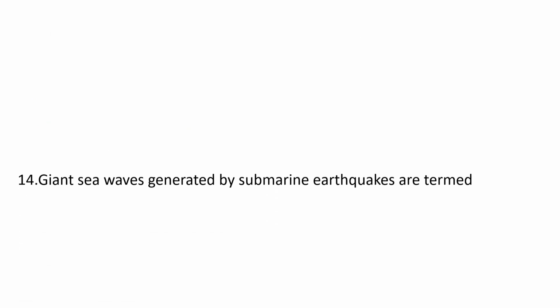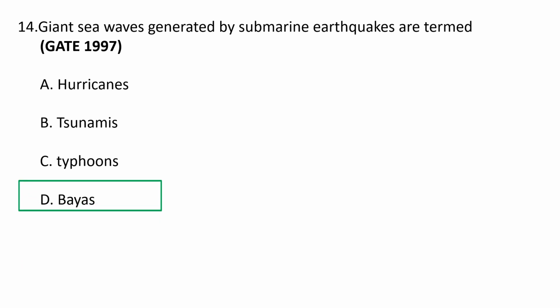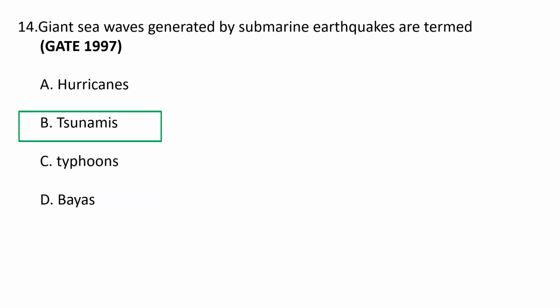Next question. Giant sea waves generated by submarine earthquakes are termed as: A. Hurricanes, B. Tsunamis, C. Typhoons, D. Bayas. Giant sea waves generated by submarine earthquakes are termed as tsunamis. Tsunamis are usually caused by underwater earthquakes resulting from tectonic plate movements, which cause the water to be pushed outwards like huge ripples. So B is the correct option.